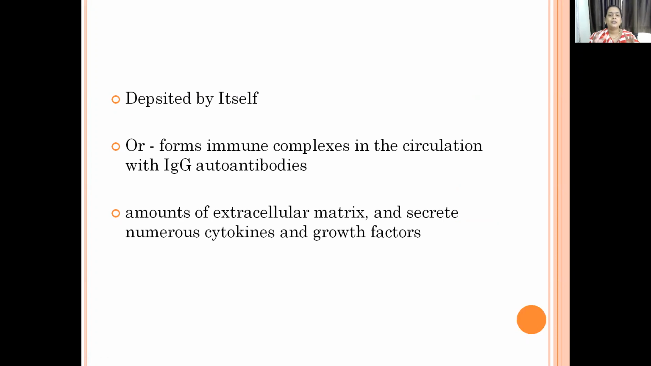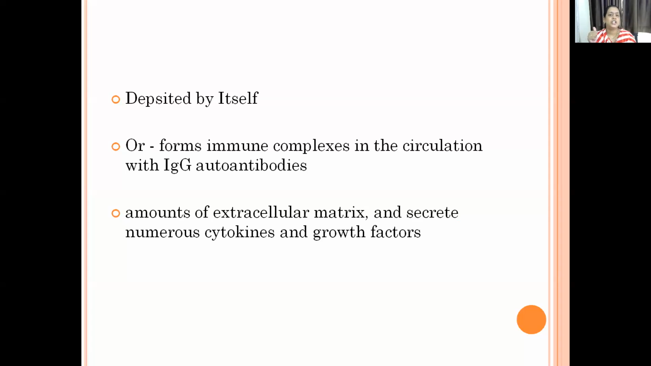Either this IgA, which is excessively formed, is deposited by itself, individually getting deposited, or it may form immune complexes in the circulation with IgG autoantibodies.